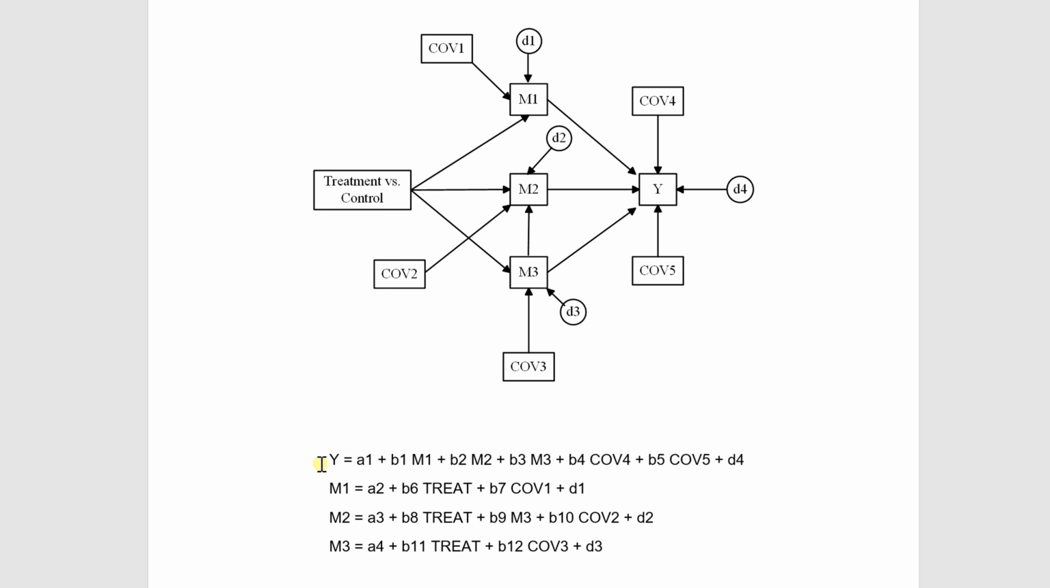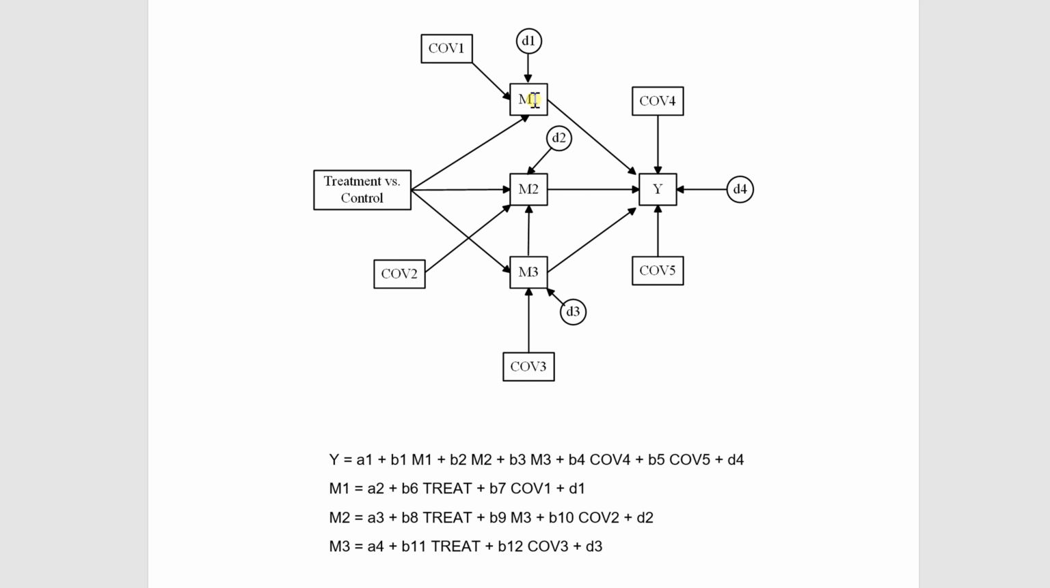The way you express an equation is you say that the endogenous variable is a linear function of all variables with arrows pointing directly to it. So y is a linear function of M1, M2, M3, cov4, and cov5. And you can see that I've put a linear model here with the intercept and slope terms.